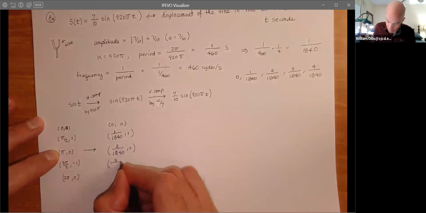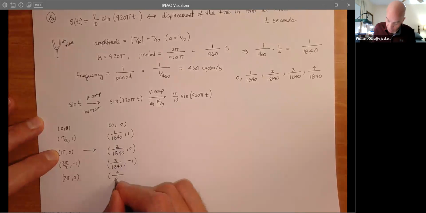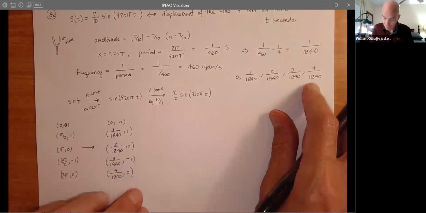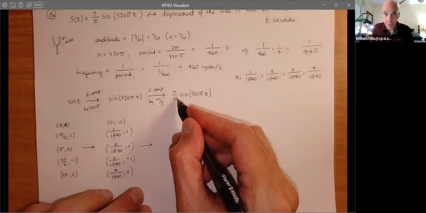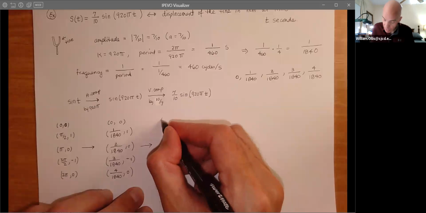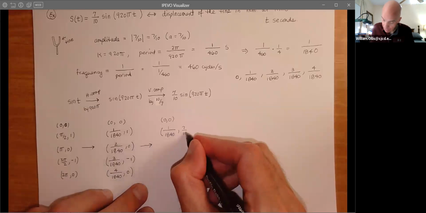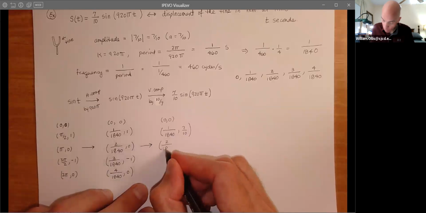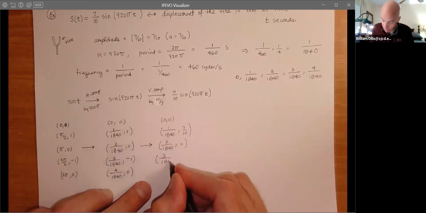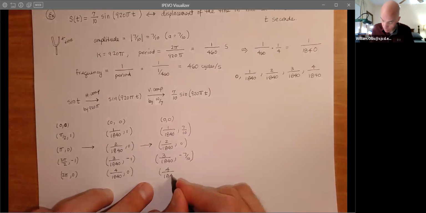And then 3 over 1840, negative 1, and then 4 over 1840. We get the common denominator and everything by symbolic computation with what we've done here. And then lastly, we multiply the y-coordinates by 7/10 or divide by 10/7. So we get 0, 0, 1 over 1840, 7/10, 2 over 1840, 0, 3 over 1840, negative 7/10, and 4 over 1840, 0.